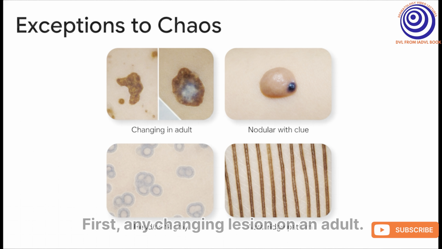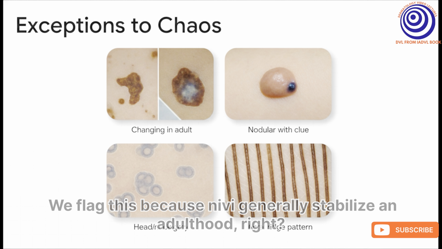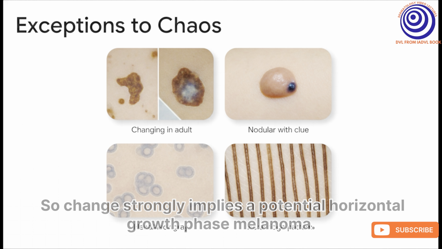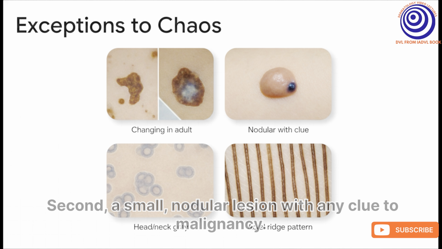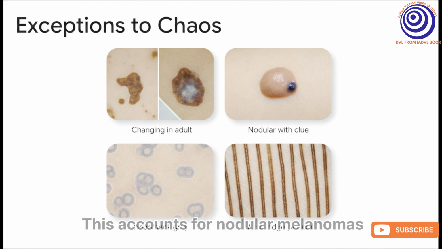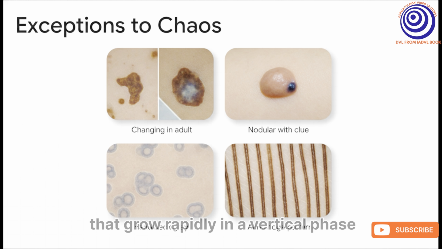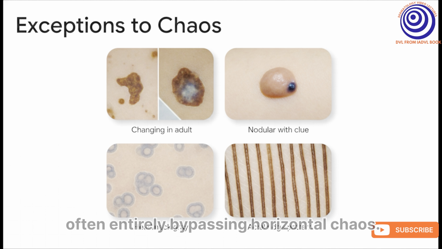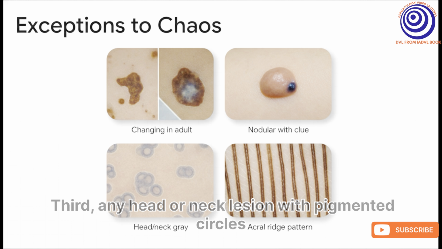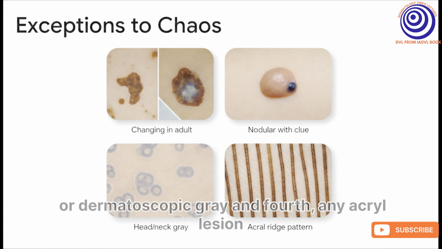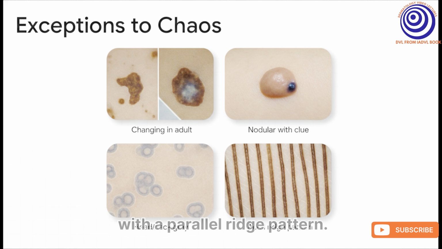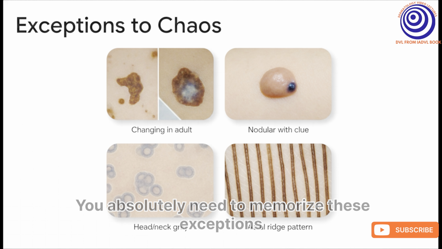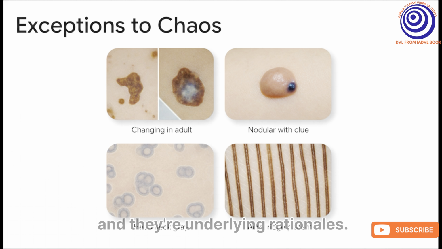First, any changing lesion on an adult. We flag this because nevi generally stabilize in adulthood, right? So change strongly implies a potential horizontal growth phase melanoma. Second, a small nodular lesion with any clue to malignancy. This accounts for nodular melanomas that grow rapidly in a vertical phase, often entirely bypassing horizontal chaos. Third, any head or neck lesion with pigmented circles or dermatoscopic gray. And fourth, any acral lesion with a parallel ridge pattern. You absolutely need to memorize these exceptions and their underlying rationales.